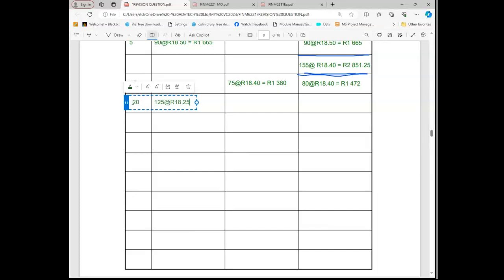Then the amount for that is 2,281.25. Like this, 2,281 point 25. So where do we go from here? Then with this amount, we can transfer it to the balance. Perfect.